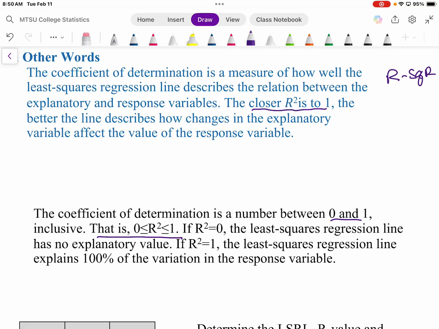If R squared is equal to 0, that means the least squares regression line has no explanatory value, so it doesn't explain the variation that's happening in the response variable. If R squared is equal to 1, then the least squares regression line explains 100% of the variation in the response variable. And again, 100% would typically mean a straight, perfect linear line, where all the dots are in a nice diagonal pattern, without any vertical spacing away from the line of best fit, or the LSRL.